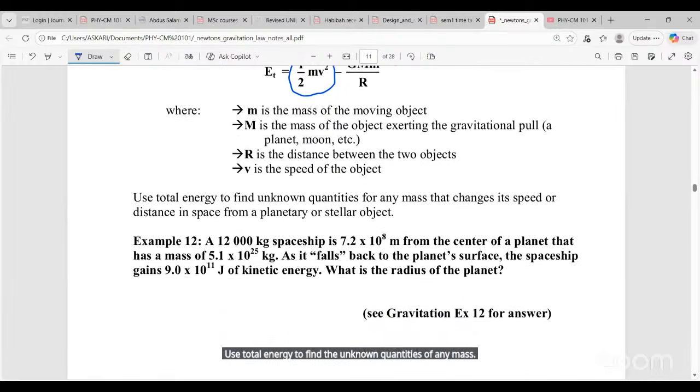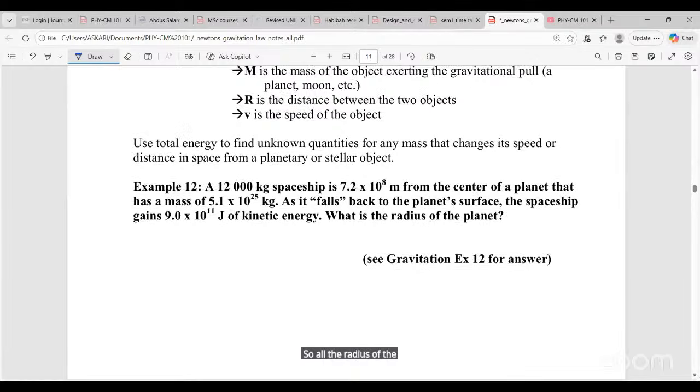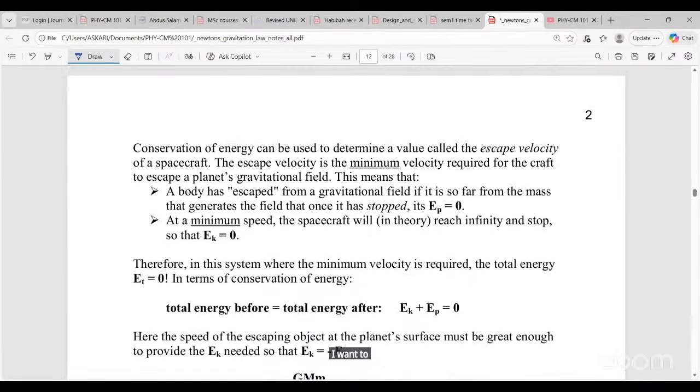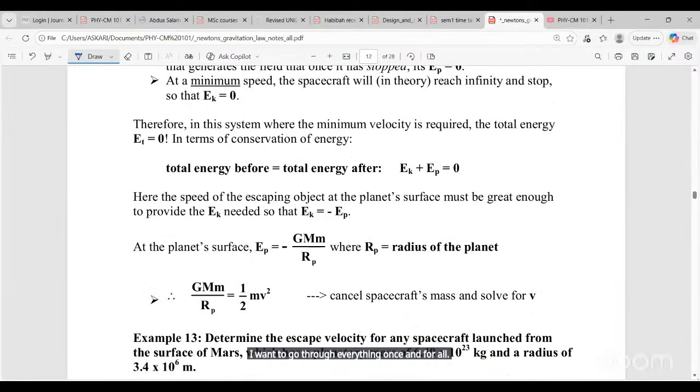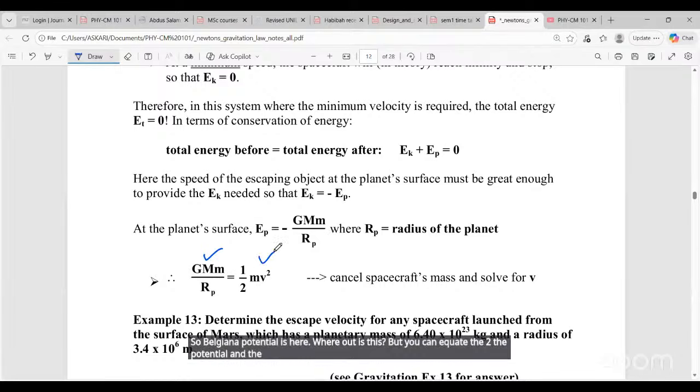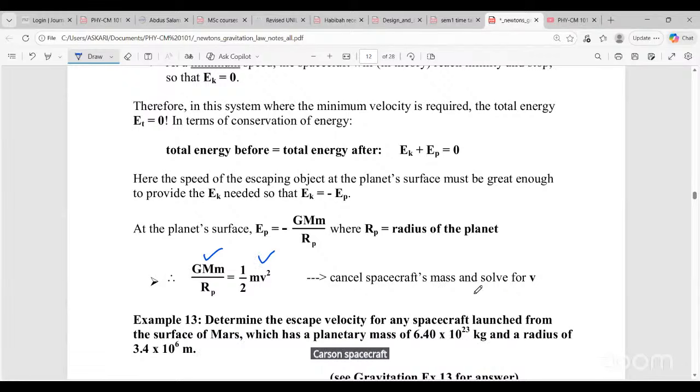So what's the radius of the planet? We'll look at this later on. I want us to go through everything once and for all. So gravitational potential is here, where R is this. But you can equate the two, the potential and the kinetic energy, cancel spacecraft mass and solve for V.